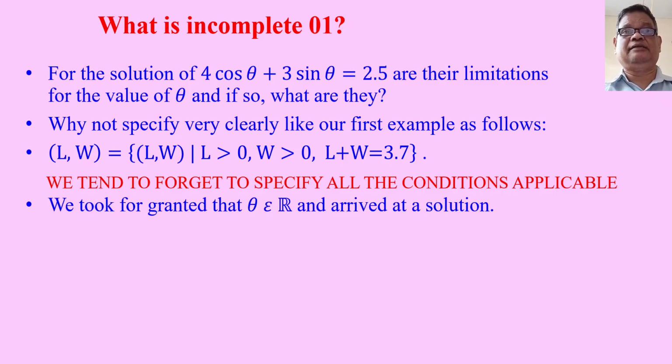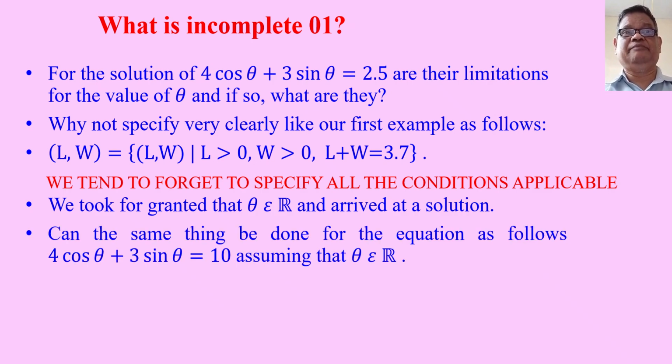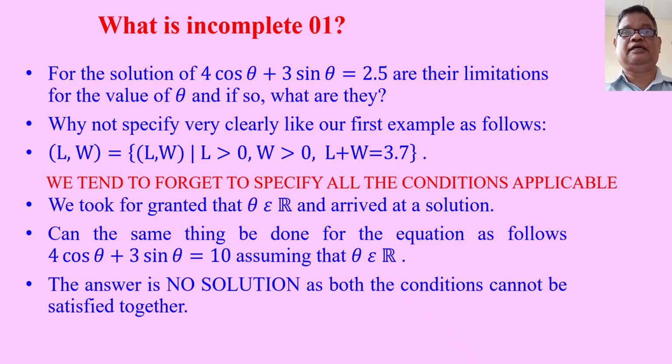We took for granted that theta is real and arrived at a solution for 4 cos theta plus 3 sin theta equals 2.5. Can the same thing be done for the equation as follows, where 4 cos theta plus 3 sin theta equals 10, assuming that theta is real? The answer is no solution, as both the conditions cannot be satisfied together.